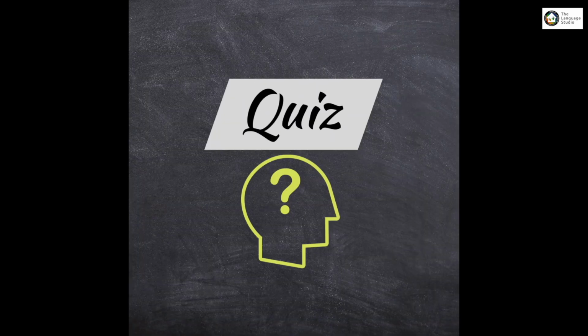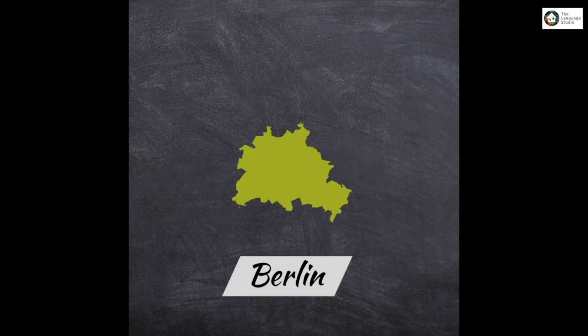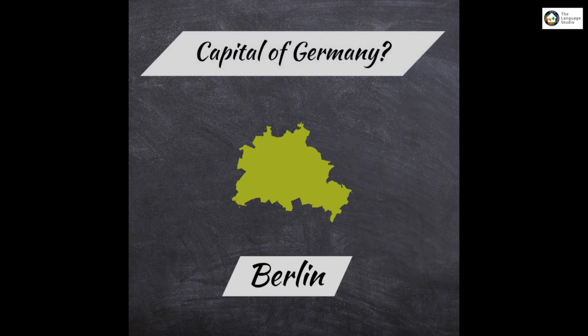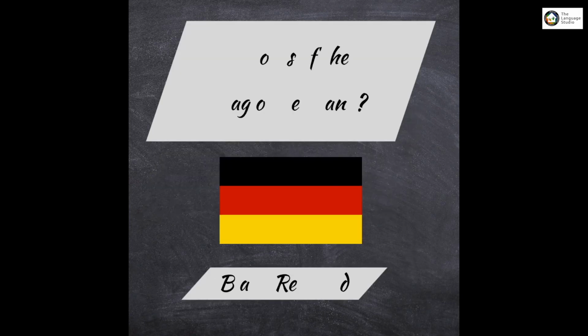And now a short quiz for you. What is the capital city of Germany? And the answer is Berlin. What are the colors of the German flag? And the answer is black, red, and gold.